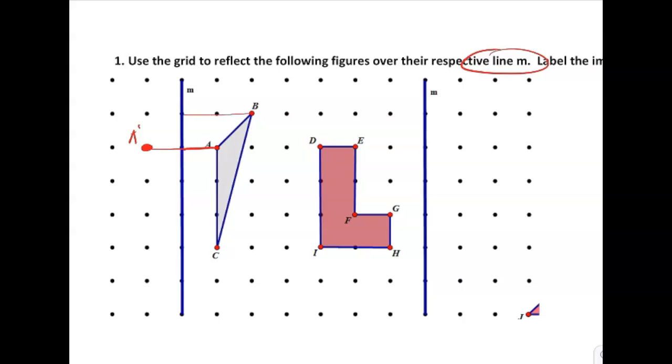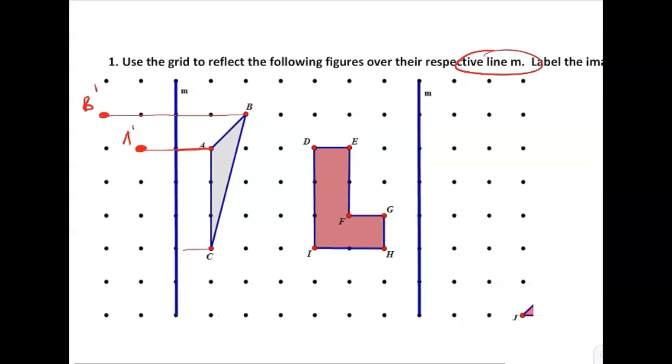B, 2. So I go 2 more, there's B prime. And C was 1, so I go 1 more, and there's C prime. If I connect A, B, and C, I have a perfect reflection of the original ABC.